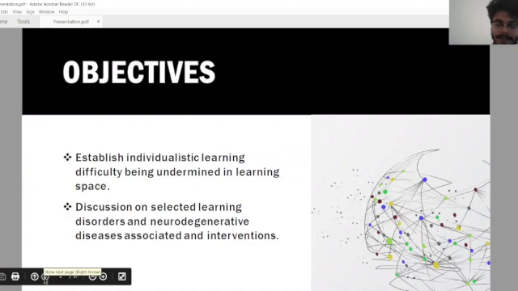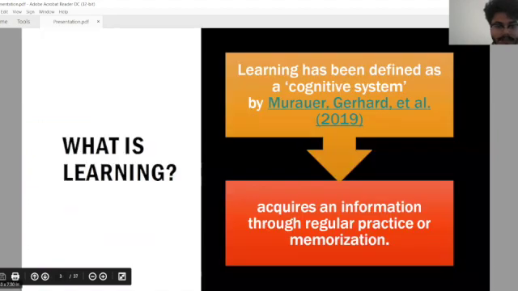And finally, we will move to a descriptive analysis of language disorders and different selective neurodegenerative diseases to talk about how we can further combat demotivation and pipeline alienation of disability in the classroom setting. And before we get into more details about those clinical aspects, I wanted to talk about what is learning. Learning has been defined as a cognitive system by Hora, Gerard, and colleagues that acquires information through regular practice or memorization in independent context.